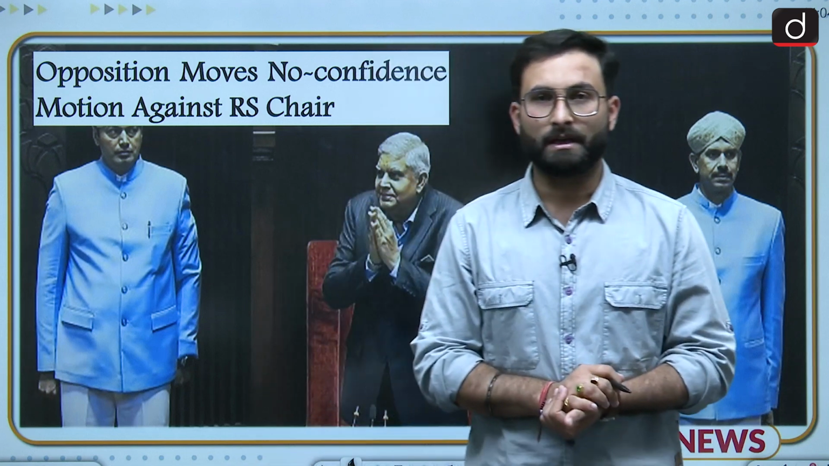In this video, we will be talking about an important political development which has happened during the parliamentary session this time. In Rajya Sabha, or the upper house of the parliament, the opposition has moved a notice for the removal of the Rajya Sabha chair, that is Jagdeep Dhankhar. Everyone knows that the Vice President of India is basically the ex officio chairman of Rajya Sabha. So here we are talking about the removal of the Vice President.